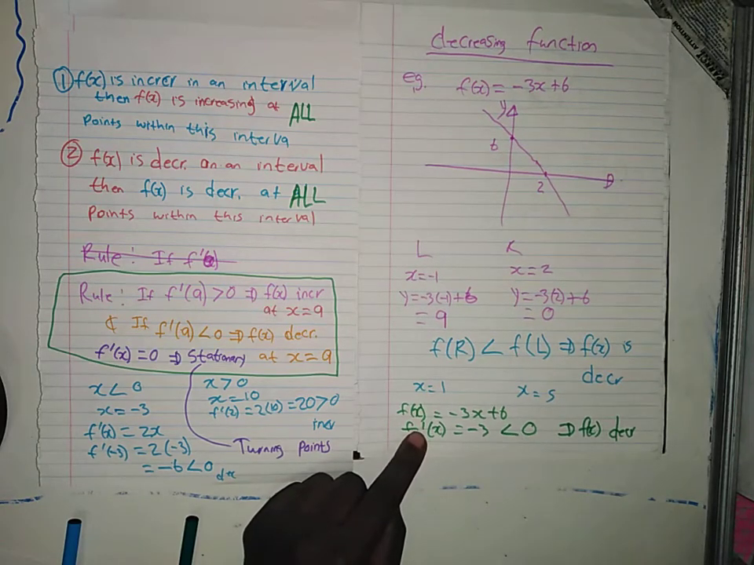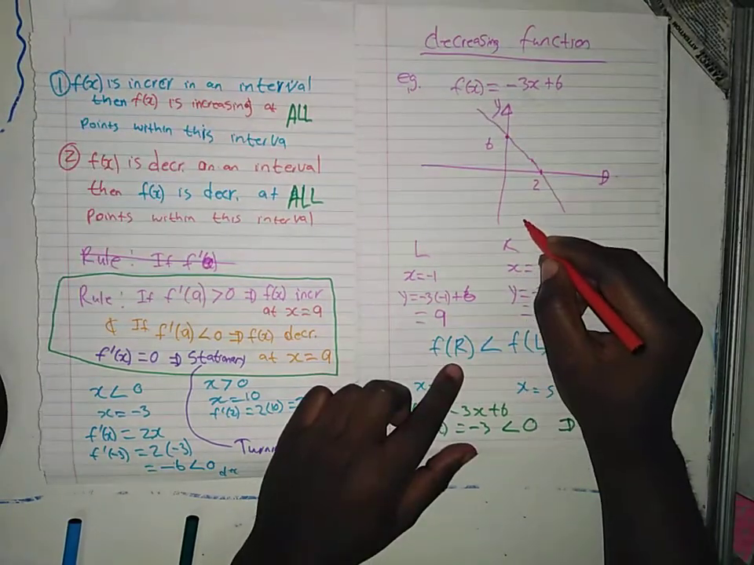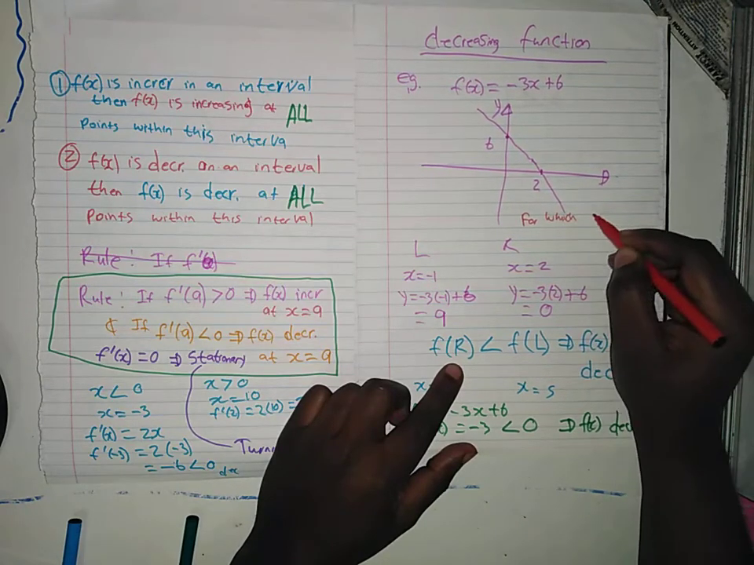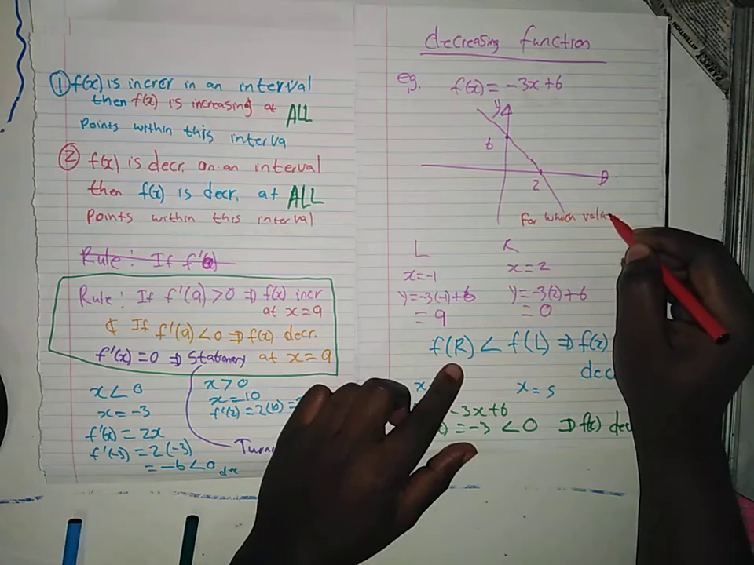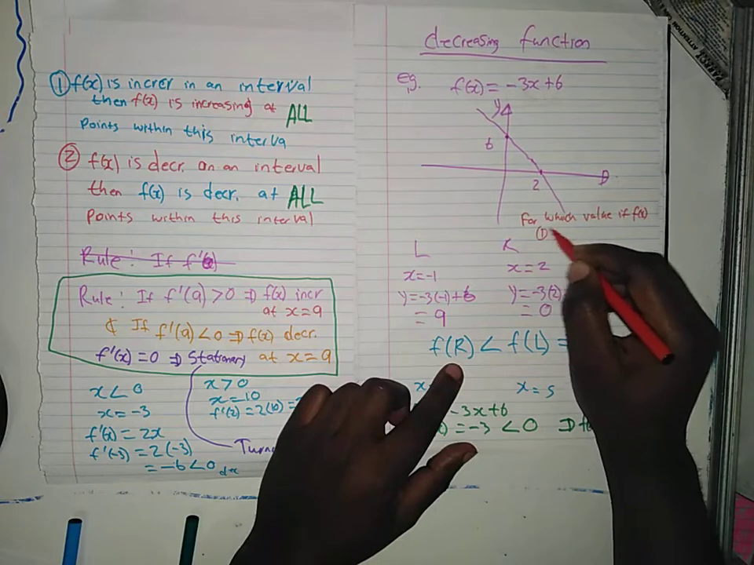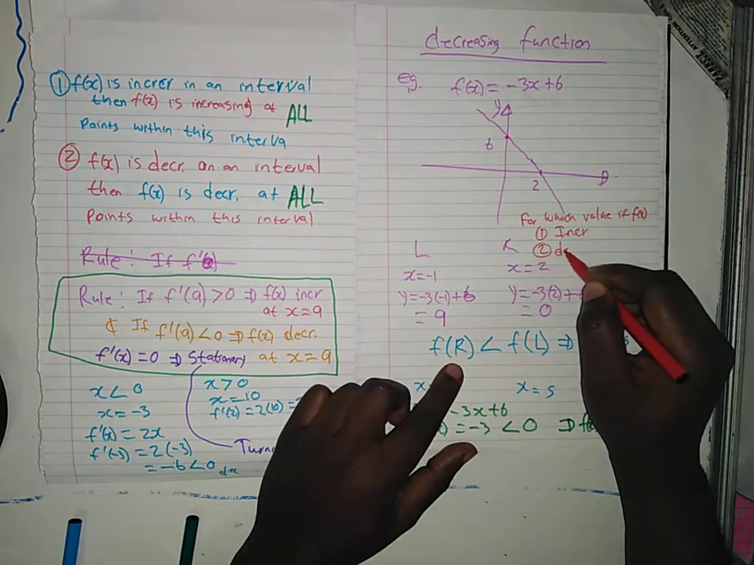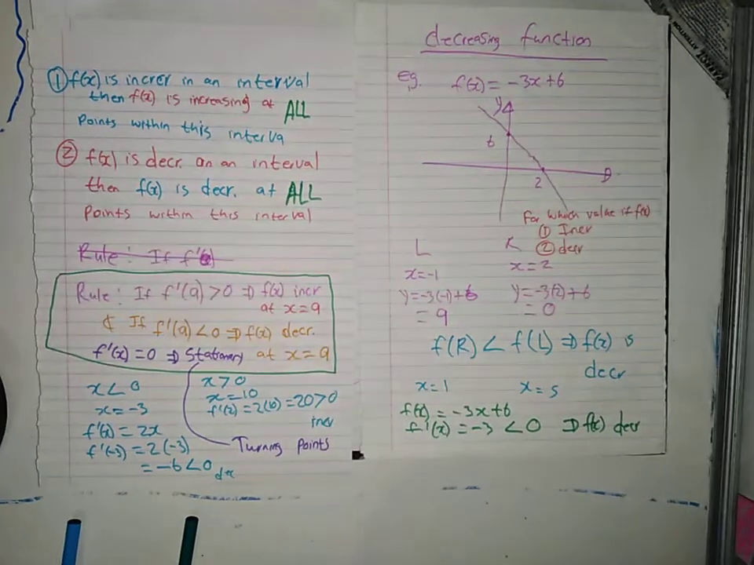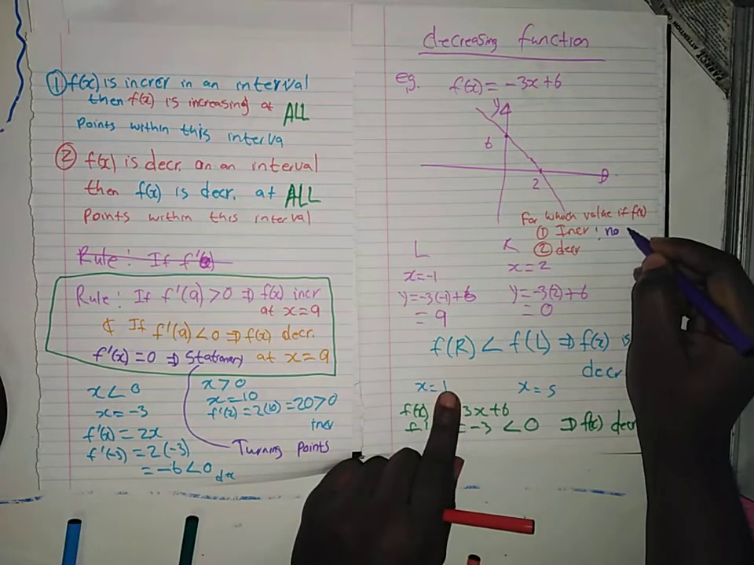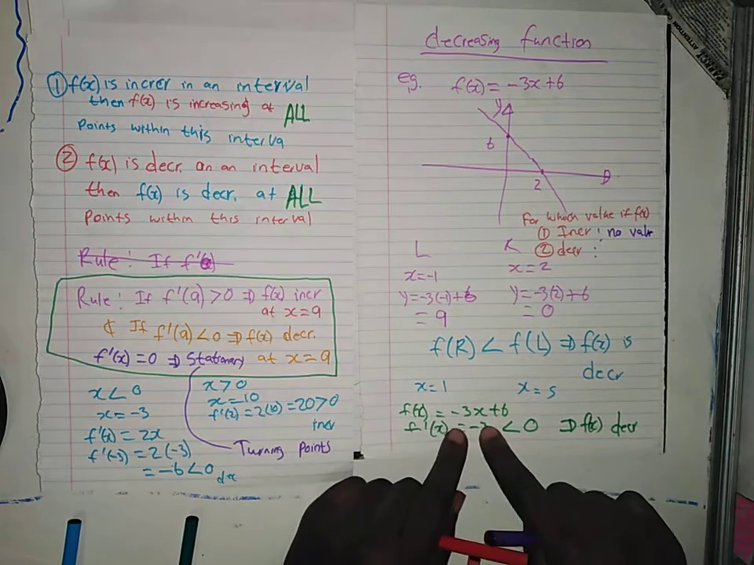There is no value. So for increasing, if they say for which value is f at x, number 1, increasing, and number 2, decreasing. So in the increasing part, you just tell them that there is no value. Okay, what about decreasing? It decreases everywhere.